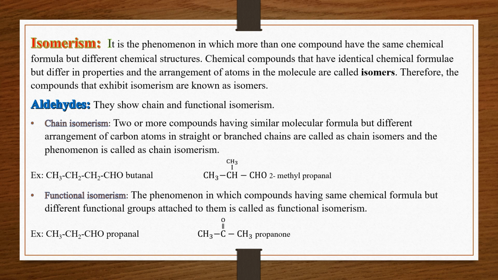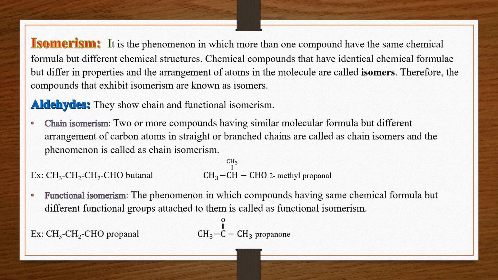Examples of chain isomers under aldehydes. See the example given here, CH3CH2CH2CHO. It is named as butanal. Why? Because in this compound there are 4 carbons. The alkane having 4 carbons is called butane. You know that at the end 'e' is replaced by 'al'. Hence it got its name as butanal.